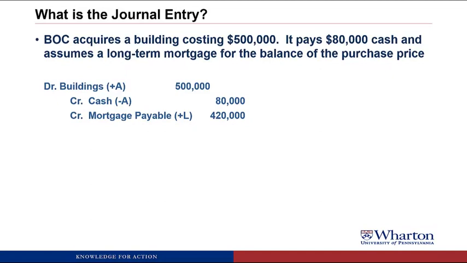So starting with buildings, they're going up. Buildings are an asset, so we debit buildings by $500,000 to increase the asset. We want cash to go down. Cash is an asset. Cash has a debit balance, so to make it go down, we need to credit it. We credit cash for $80,000 to reduce that asset. And then mortgage payable is a liability, has a credit balance. We want to increase it, so we're going to credit mortgage payable to increase the liability. We're not given the amount, but we know it has to be $420,000 because we know our debits have to equal our credits. Once we credit mortgage payable for $420,000, we have $500,000 of debits, $500,000 of credits, and we're in balance.